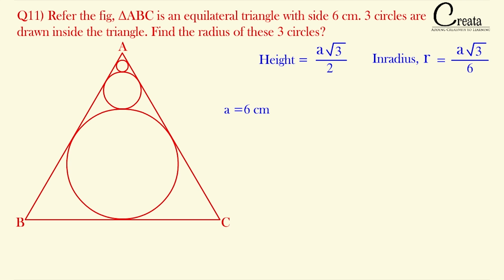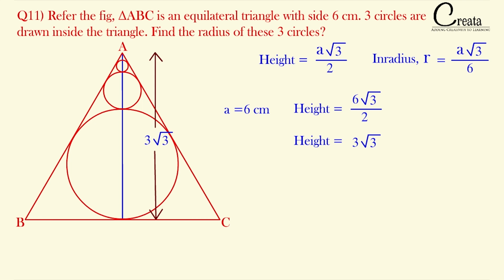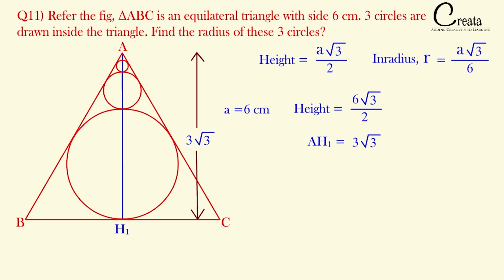In the question, it is asked for the radius, but we will also calculate the height of the triangle because this height will be used to calculate the radius of the above 2 circles. So we got the height as a root 3 upon 2, where a is 6 cm. So we got the height as 3 root 3. Very simple, we have just applied the formula. So this distance is 3 root 3. Let's denote the point H1 at the base BC. So AH1 is equal to 3 root 3.